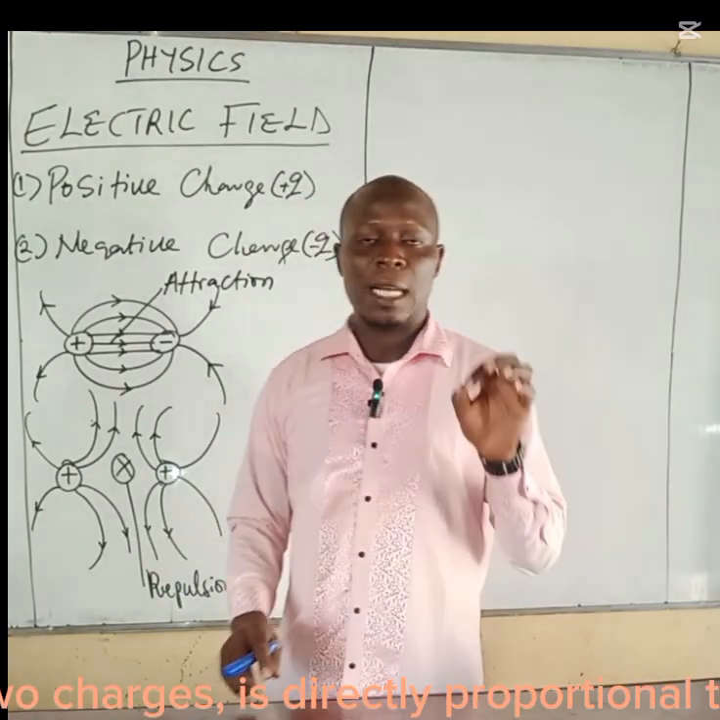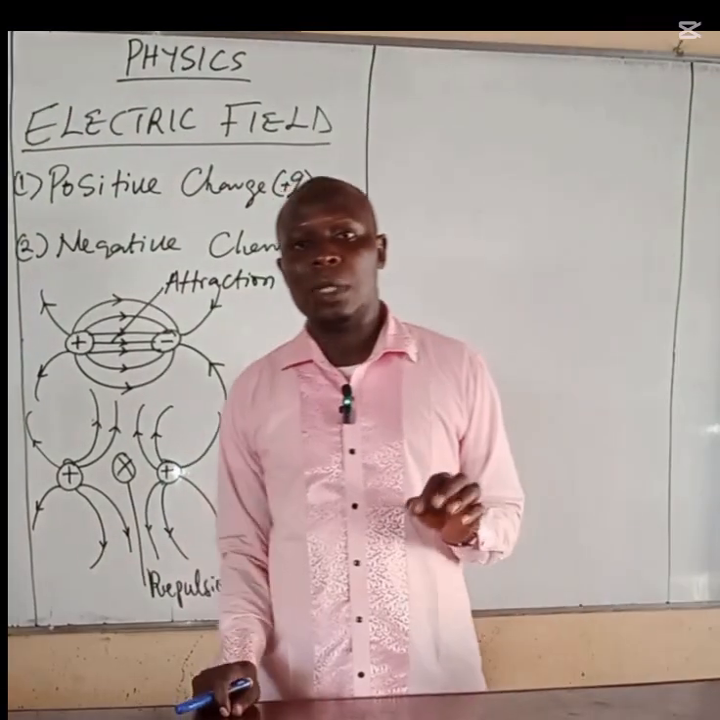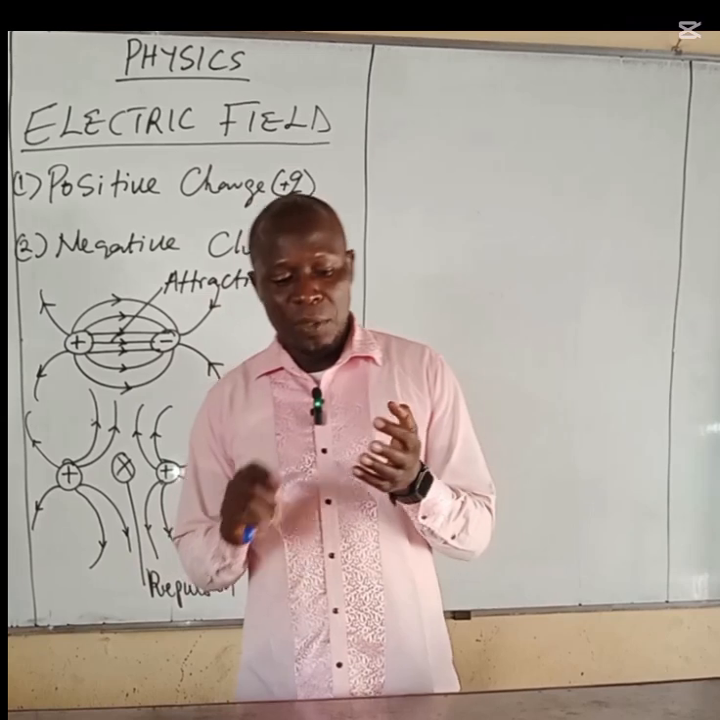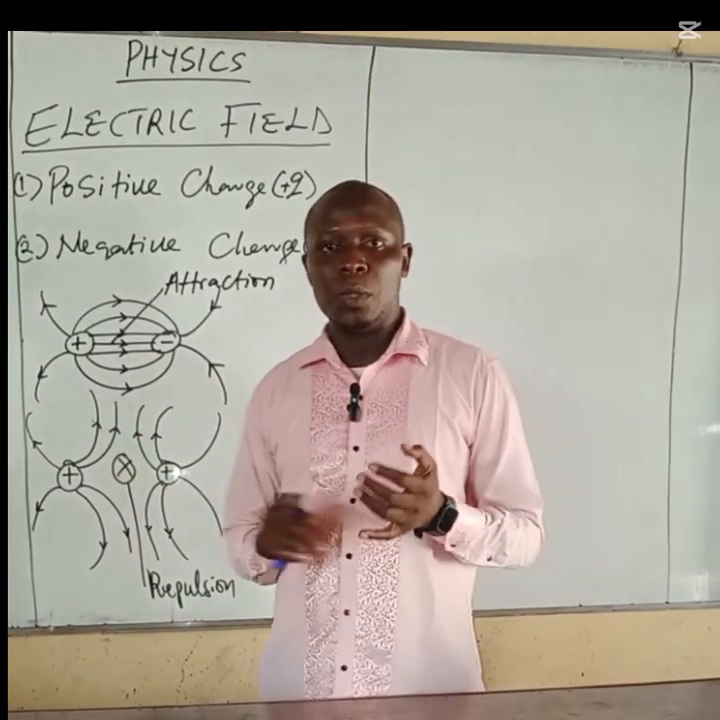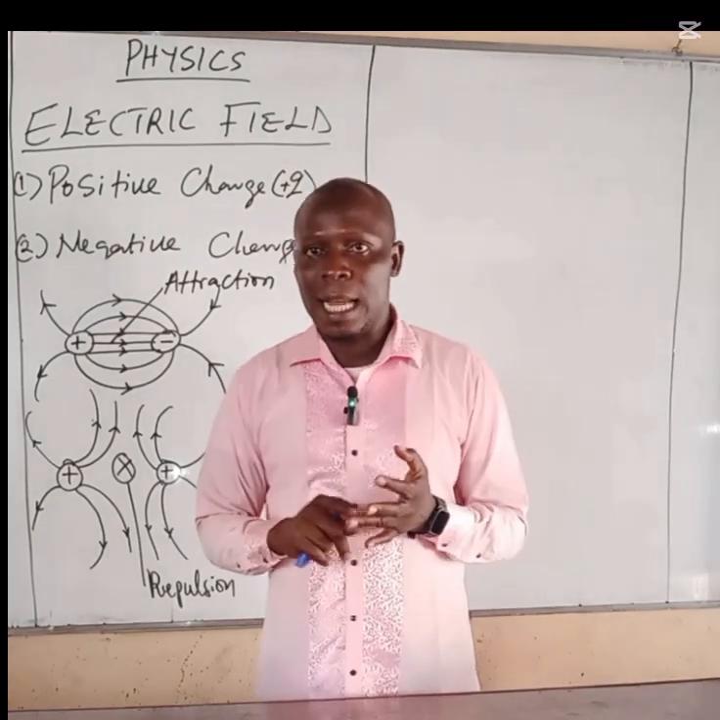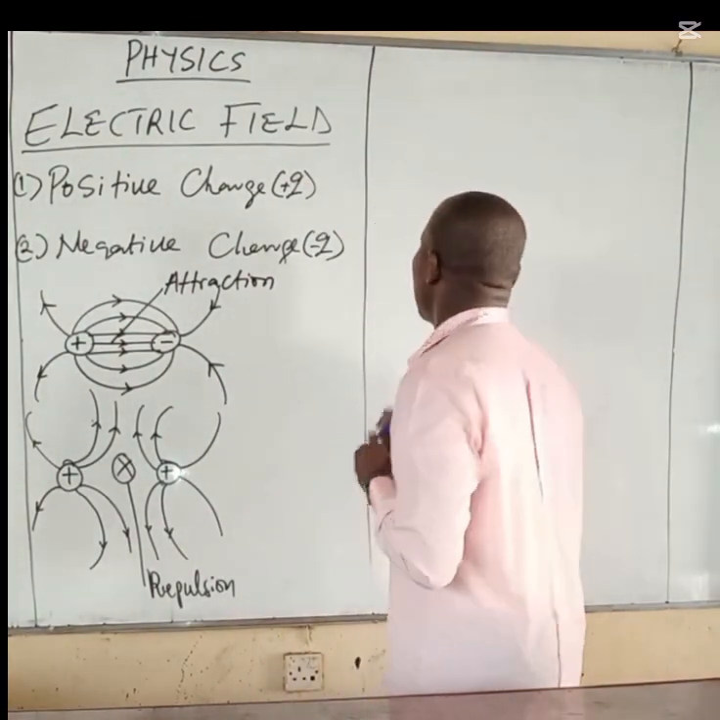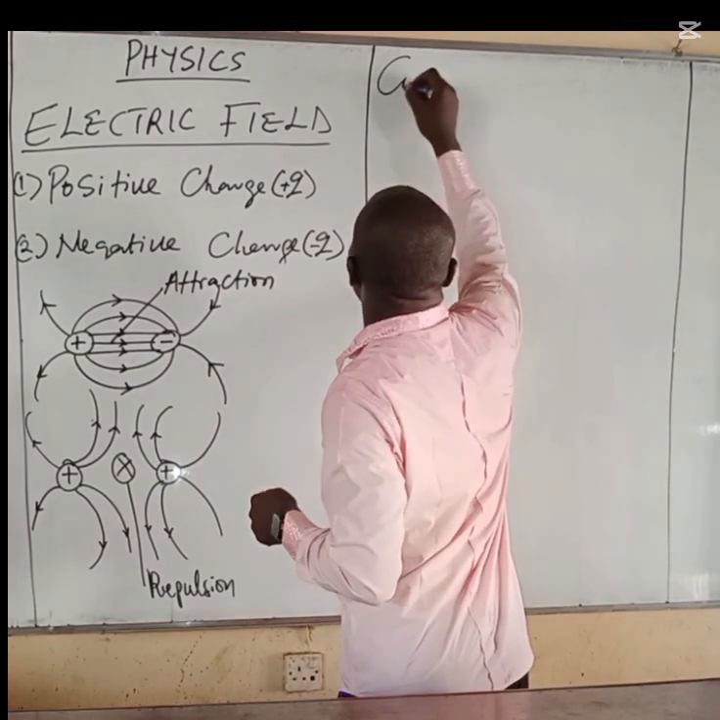The man called Charles Coulomb did some work in this electric field and told us that there is a relationship between the force of attraction or repulsion between two charges, the product of the charges, and their distance apart. What did he tell us? So I'm going to summarize that law mathematically. Coulomb's law.